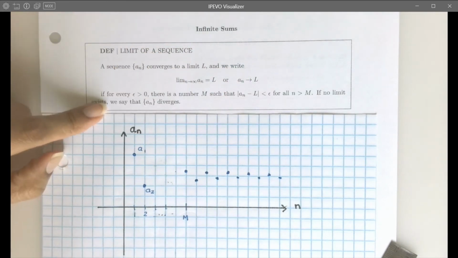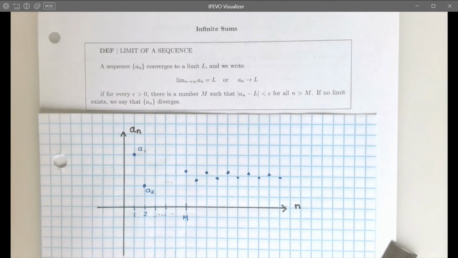If for every epsilon greater than 0, there is some number m such that a sub n minus L, the distance between them, is less than epsilon for all n greater than m. If no limit exists, we say that a sub n diverges. Okay, so this is actually a quite heavy definition, and I want to illustrate it by means of this diagram, what this is referring to.